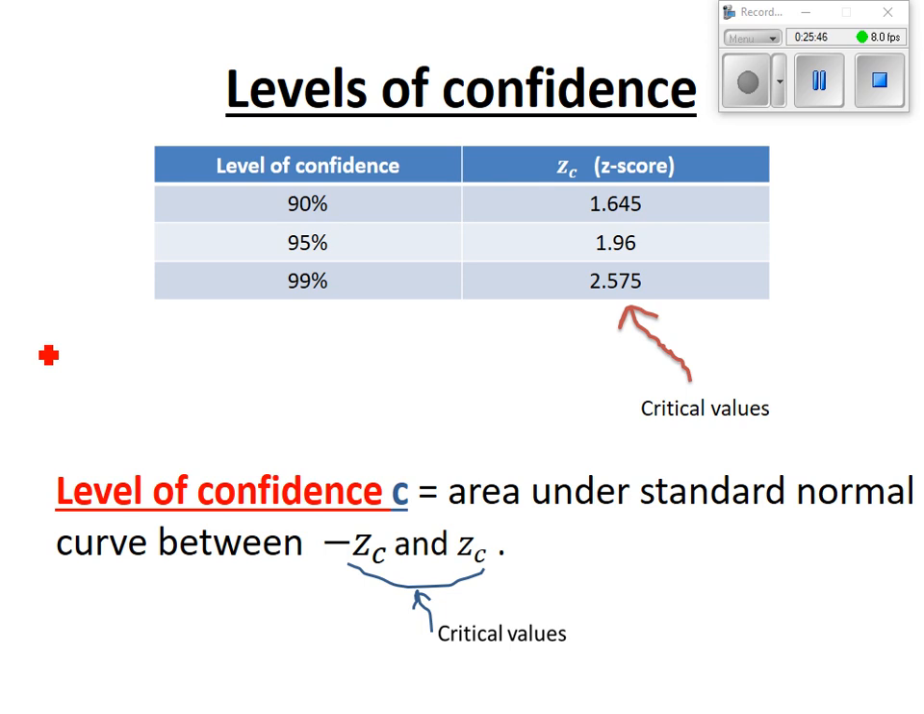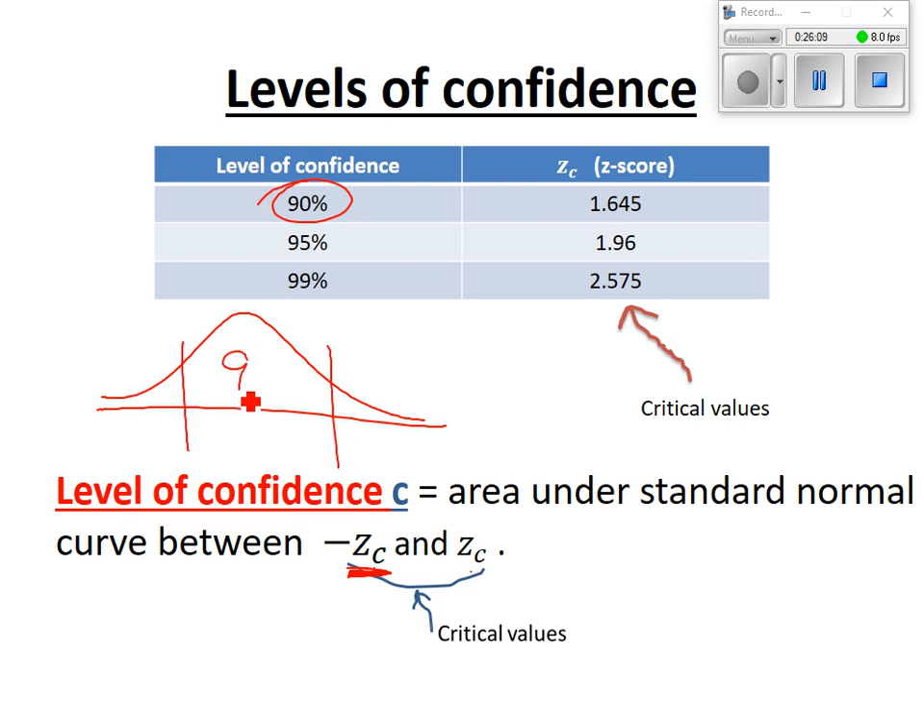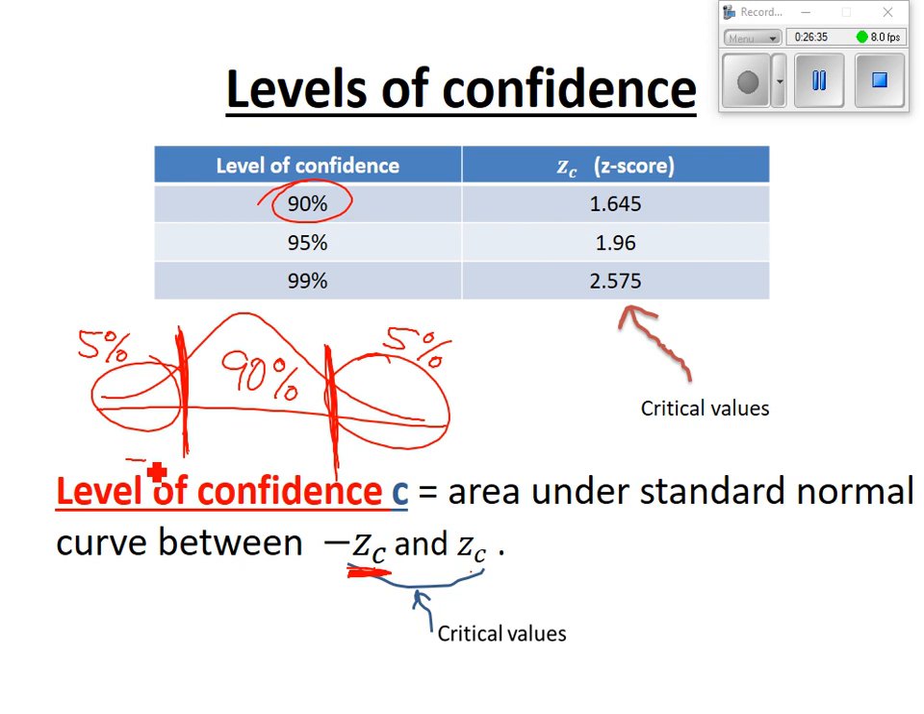Again, the level of confidence is the area under the standard normal curve between negative ZC, whatever that critical value is, and positive ZC. If we look at 90%, we want 90% between two numbers. So we're saying 90% of the data falls in this range. What percent of the data falls over here? Think about it for a second. 5%. What percent falls over here? 5%. That's if we're at 90%. So we're looking for this Z-score and this Z-score. This one would be negative 1.645. This one would be positive 1.645.